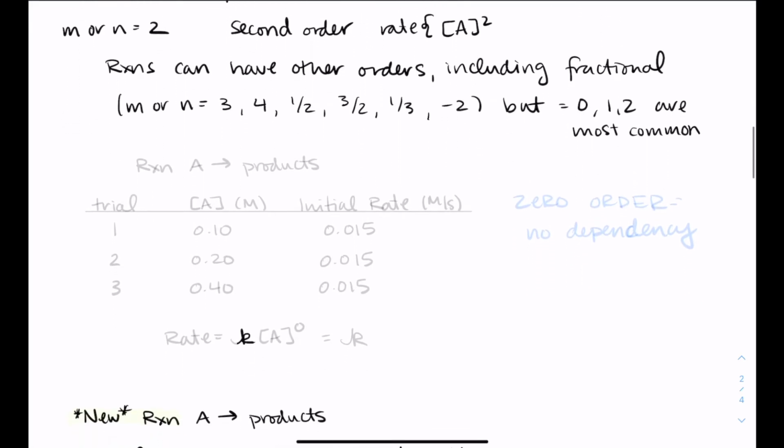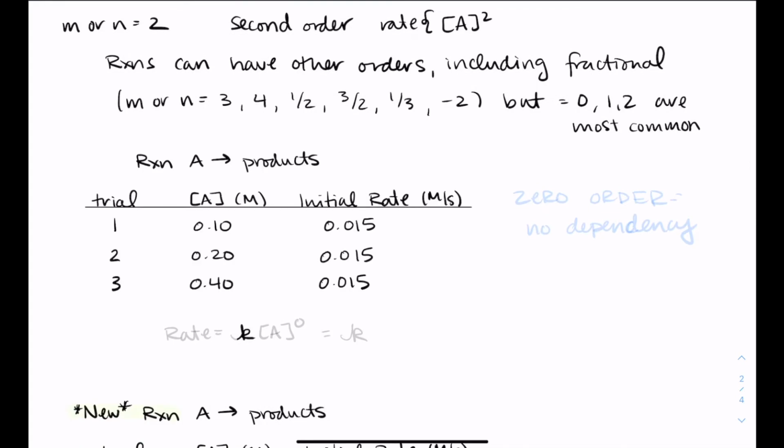Okay, so let's look at some data with examples. For my generic reaction A turning into products, I have 3 trials where I'm changing the concentration of A and looking at the initial rate. For this tabulated data, my concentration of A is 0.1, then 0.2, then 0.4 molar. The initial rate of this reaction in every case is 0.015 molarity per second. This is an example of 0 order. There's no dependency on the concentration. The rate is constant regardless of the initial concentration.